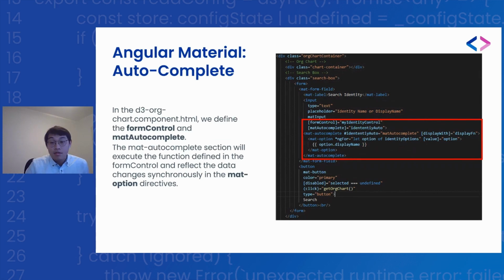Here we use the Angular autocomplete to facilitate the search form. Autocomplete is a feature that makes it faster to complete the search while you start to type. The mat-autocomplete section will execute the function defined in the form control, which is in this case myIdentityControl, and reflect the data changes synchronously in the mat-option directives.